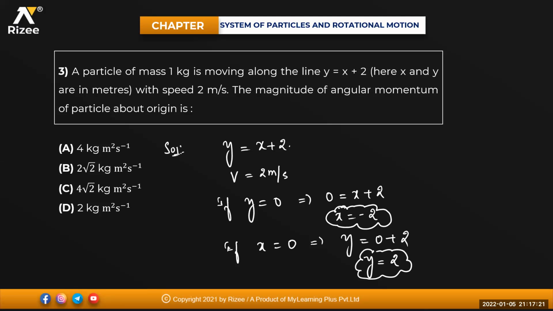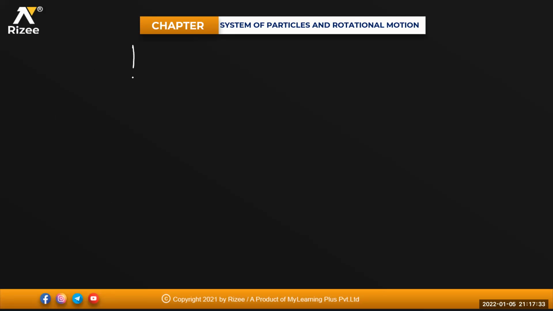Okay, can anyone draw the graph for that one, beta? When y is 0, x is equal to how much for me? Minus 2. When x is 0, y value is plus 2. That means if I'm drawing the graph for this one, let's see.